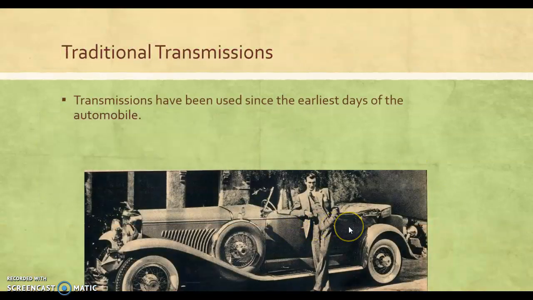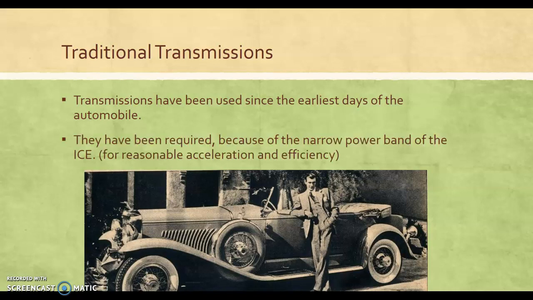But a little background, traditional transmissions. Basically, you all should be pretty familiar with the traditional transmission from the earliest days of the automobile. There is a reason why we have these transmissions. We'll elaborate on this, but basically it all comes down to the narrow power band of the ICE, the internal combustion engine. So for reasonable acceleration, efficiency, to power a heavy vehicle, we need leverage. And that's what gears are, right? They're just spinning levers. So our vehicles have had these transmissions so that we can change that ratio to allow the engine to run in its narrow power band of efficiency and acceleration.